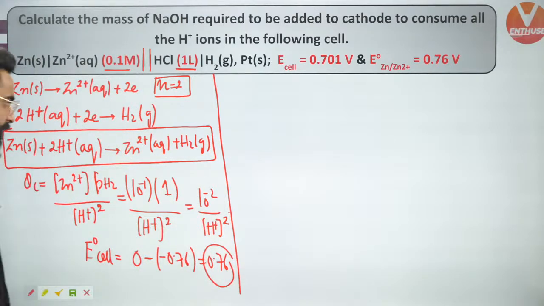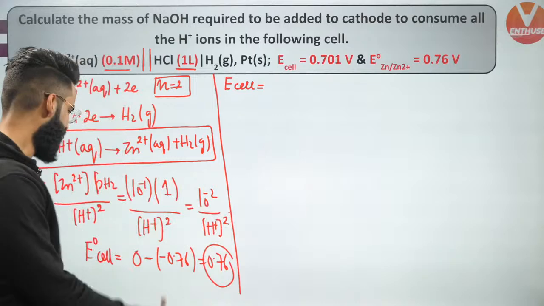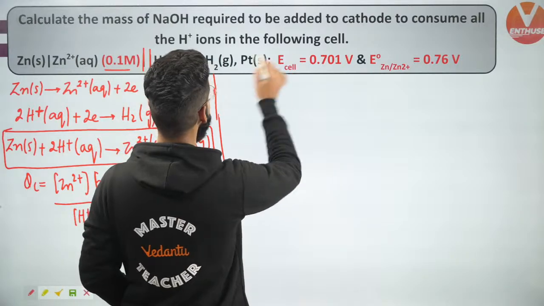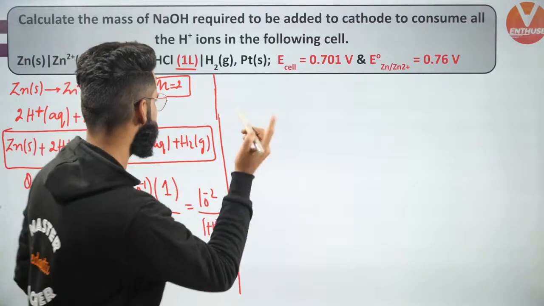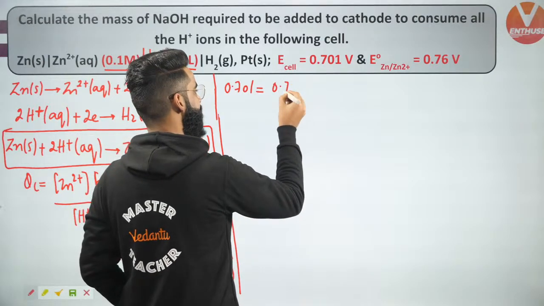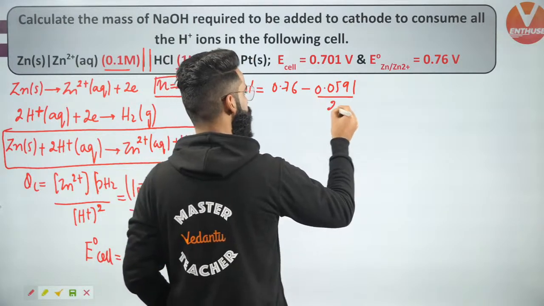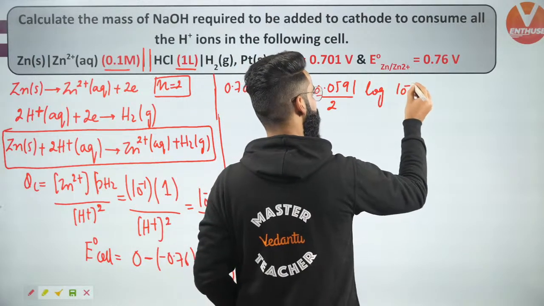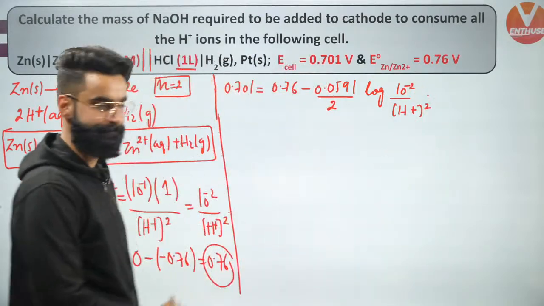Now what will I be doing? I'll be using the Nernst equation, correct? And what is my Nernst equation all about? Ecell is equal to E° cell. Let me write the exact values. Ecell is given to me as per the question as 0.701, equal to E° cell, which is 0.76, minus 0.0591 divided by n, where n is 2, times the log of Qc. The Qc value I got as 10^-1 divided by the H+ concentration squared, right here. Correct?